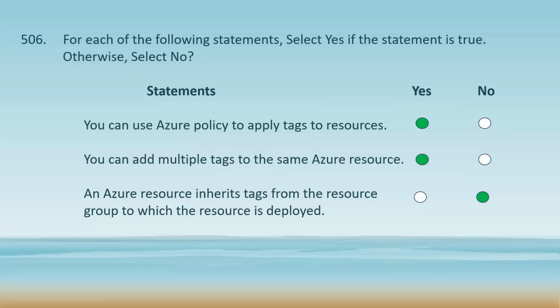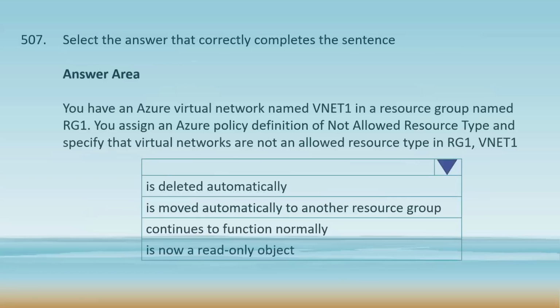Question number 507. Select the answer that correctly completes the sentence. You have an Azure virtual network named VNet1 in a resource group named RG1. You assign an Azure Policy definition of not allowed resource type and specify that virtual networks are not an allowed resource type in RG1. VNet1, your options are: is deleted automatically, is moved automatically to another resource group, continues to function normally, is now a read-only object.